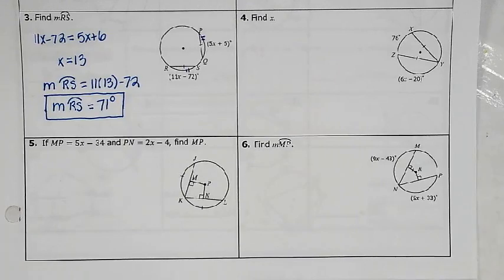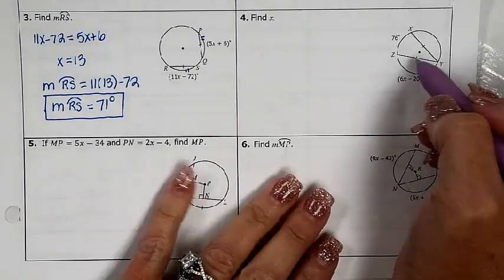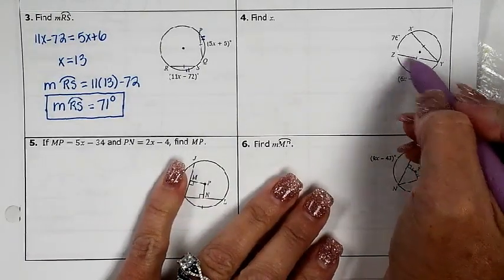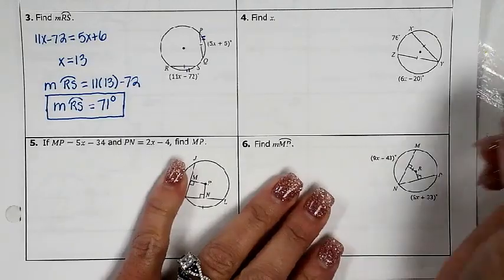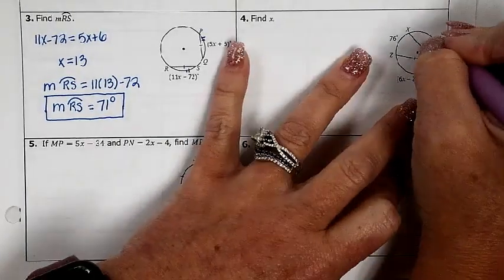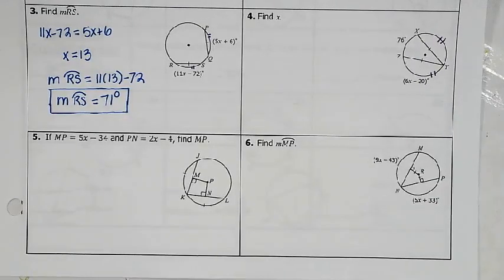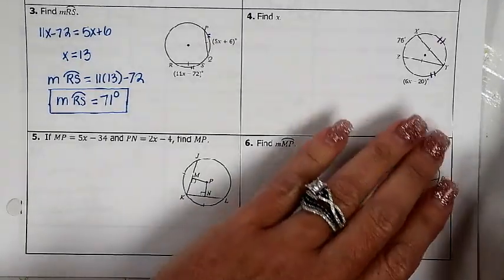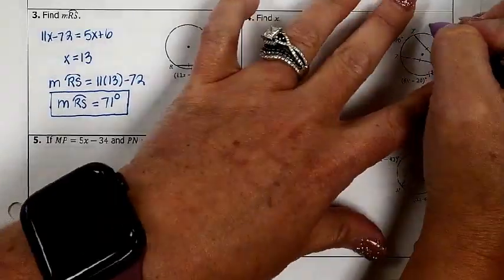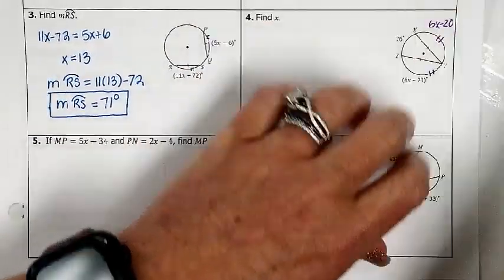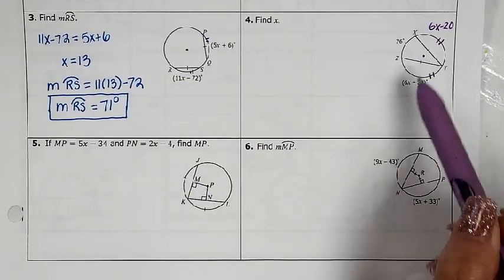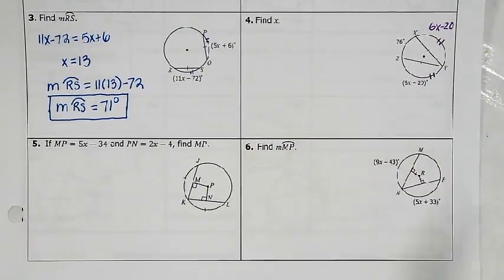All right, number 4, find x. So I know that ZY and XY are congruent. That means that these 2 arcs are congruent. So really several different ways that you could set it up. If this is 6x minus 20, this has to be 6x minus 20 as well. You could add all 3 of these up and set it equal to 360.